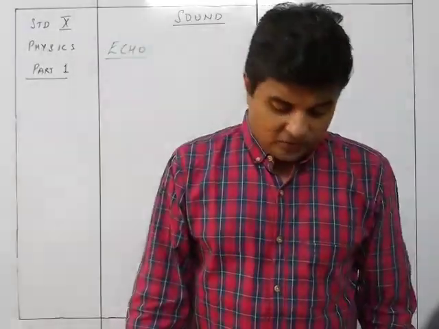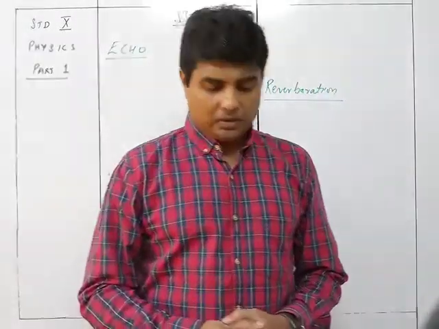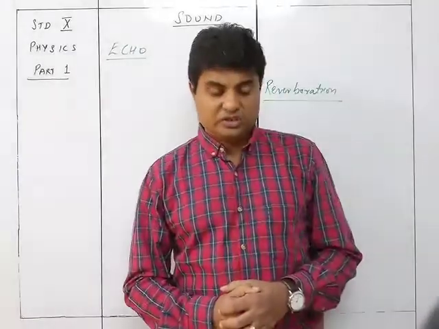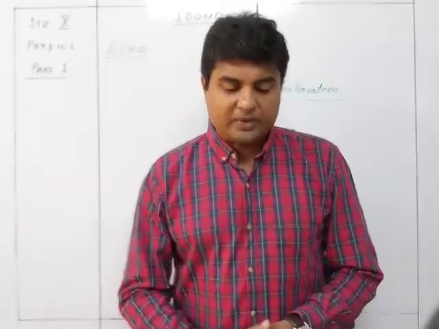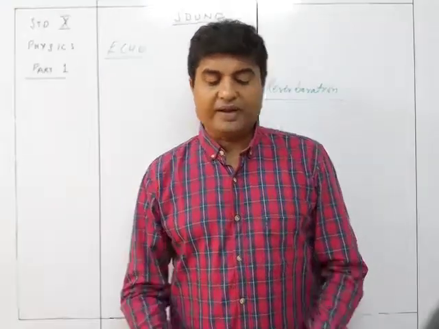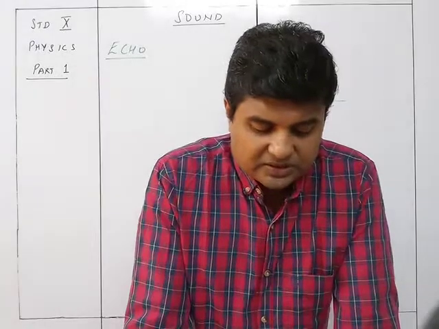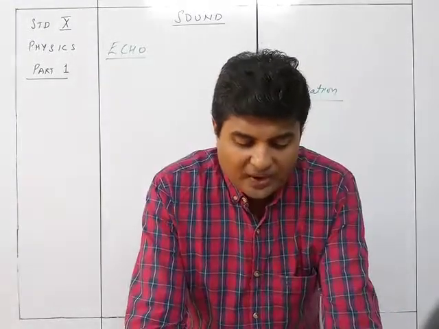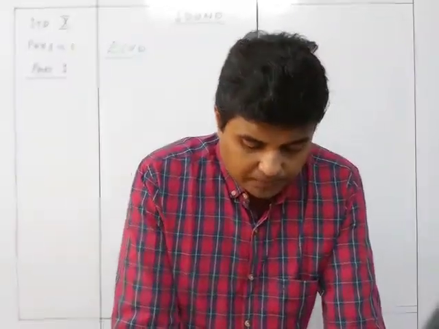Conditions for hearing an echo. So what are the conditions required for hearing an echo? Let's understand this part first. An echo is heard only if the distance of the person producing sound from the rigid obstacle or reflector is long enough to allow the reflected sound to reach the person at least 0.1 second after the original sound is heard.